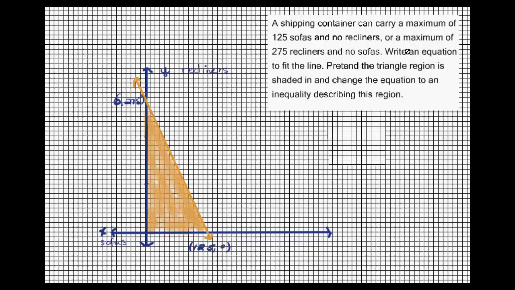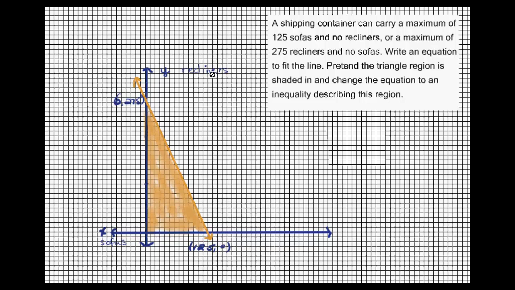All right, so we know that the shipping container can carry a maximum of 125 sofas and no recliners. Okay, so we have our maximums. All right. So here on our graph, you can see that I've graphed out the point (125, 0). Okay, so this is on our x-axis here. This is going to represent our sofas. So the x-axis is going to represent the sofas, and then the y-axis is going to represent the recliners. Okay, so if our maximum is 125 sofas and no recliners, that's this point right here.